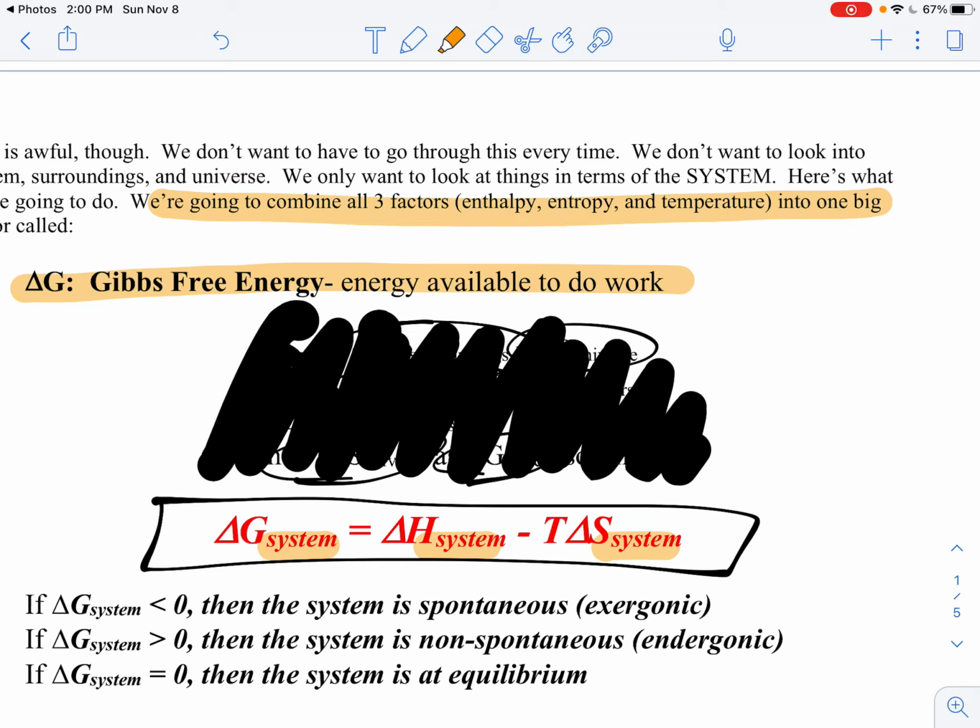So basically the idea is this. If the delta G is less than 0, then it will go. It's spontaneous. The reaction will go. If the delta G is greater than 0, if it's positive, then it won't go. It's not spontaneous. So that's how we can ultimately tell with these competing factors: we take the H, we take the S, we take the T, we combine them all together, and we look at it from one perspective, just the system, and we put them all together into this thing called delta G, and that tells us everything that we need to know about it.